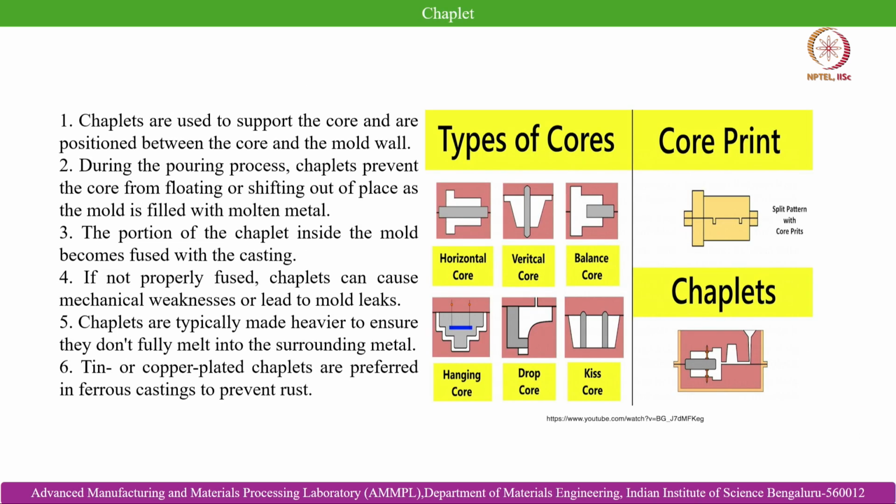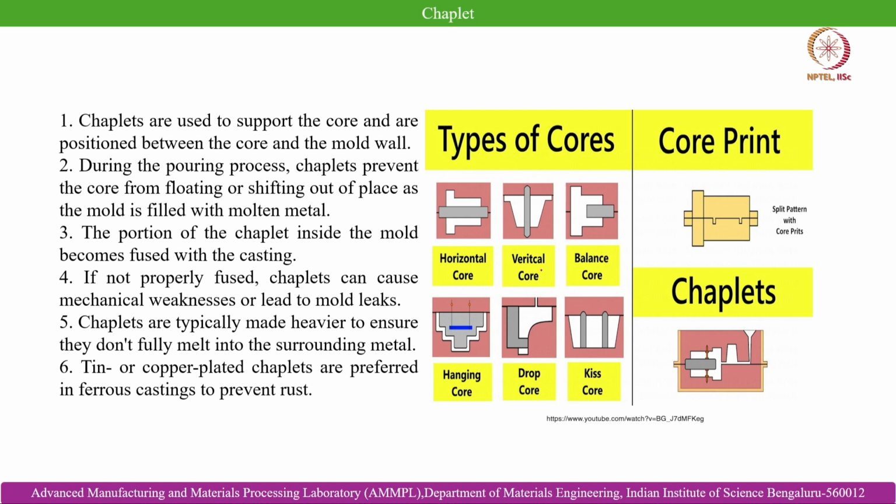These are different examples of cores: horizontal core, vertical core, balance core, and also the hanging core, which are quite tricky kinds of cores, because their position determines the success of the dimensional attributes of the cast part that is being manufactured.